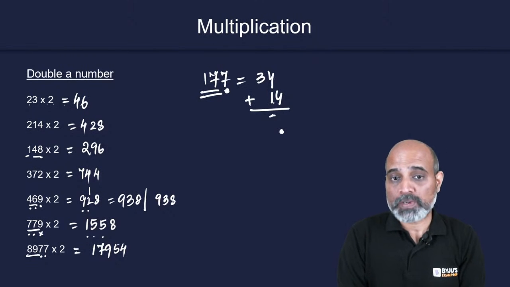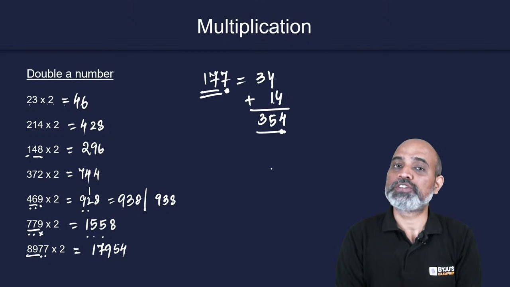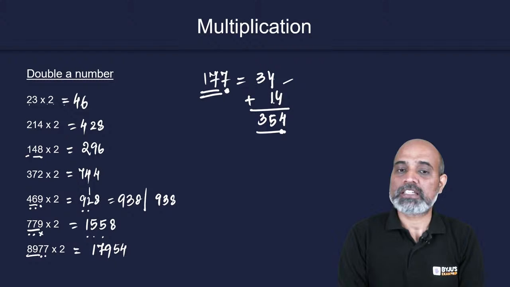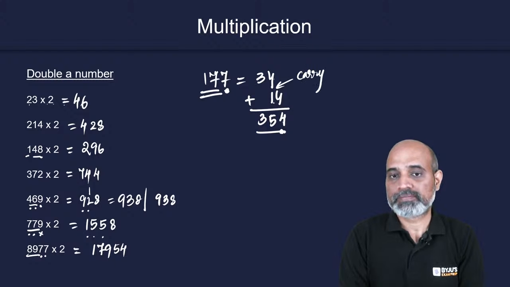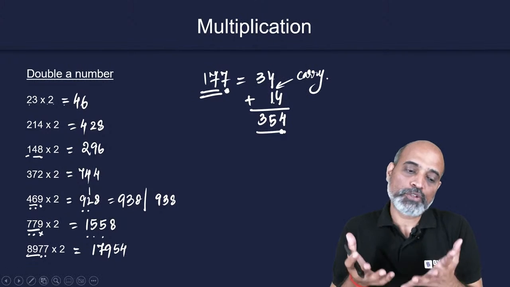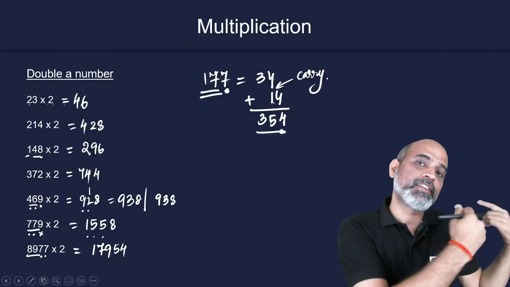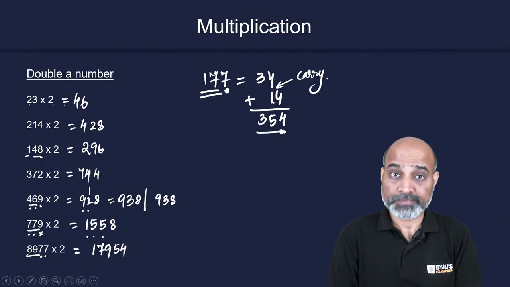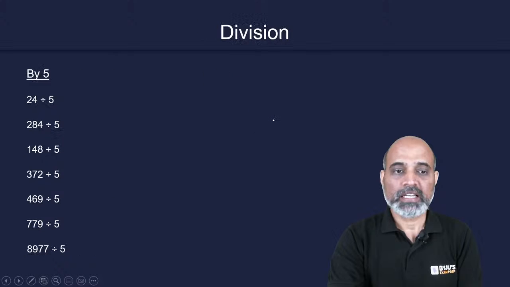So 4 plus 1 will give you 5. This is 4 and this is 3. So you will have 354. So this 1 is your carry. Carry means you have to separate it and carry it in the next calculation part. Okay.